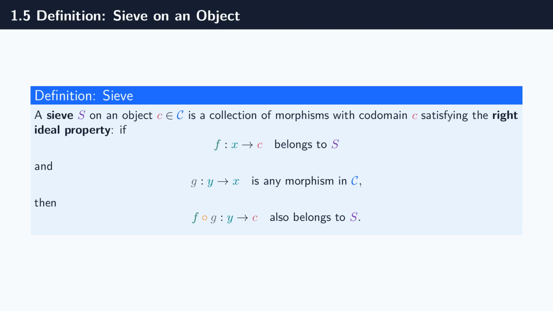This is the definition of a sieve. A sieve S on an object C is a collection of arrows whose codomain is C. The closure condition is the heart of the definition. If F from X to C belongs to S, and G from Y to X is any arrow, then the composite F after G must also belong to S. A sieve accepts all earlier extensions of its accepted arrows.